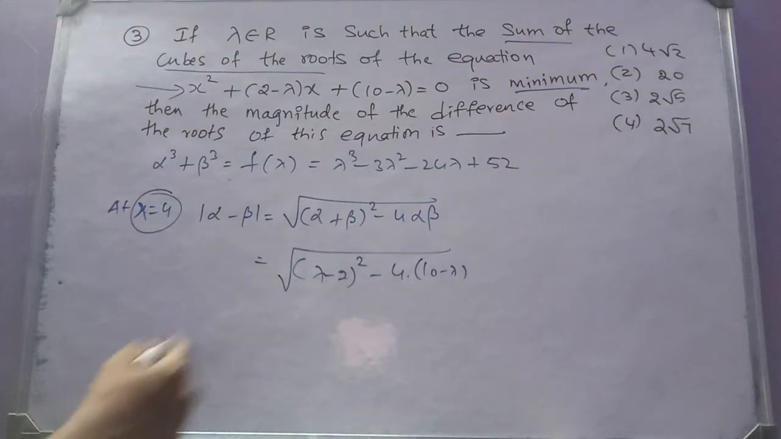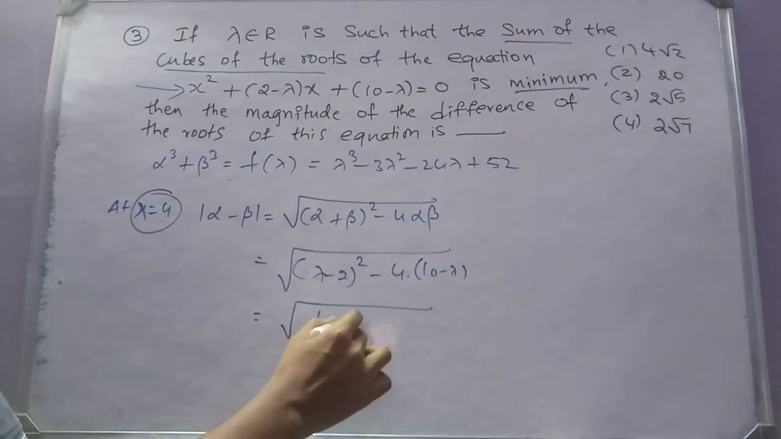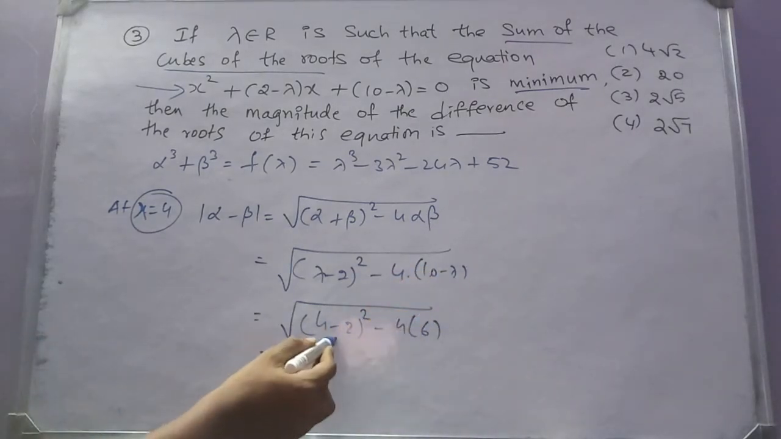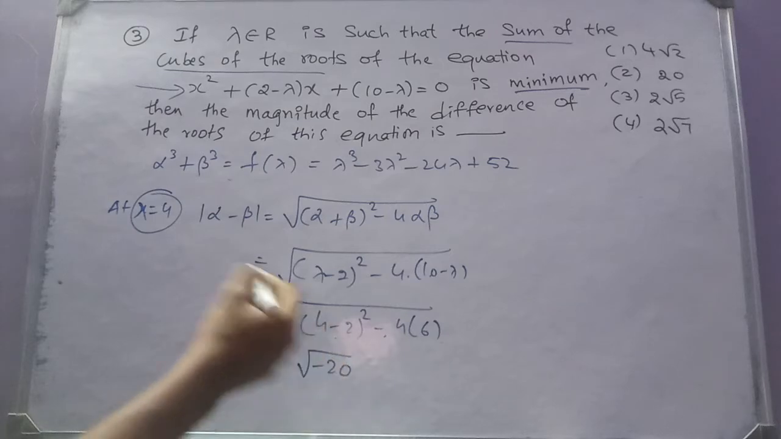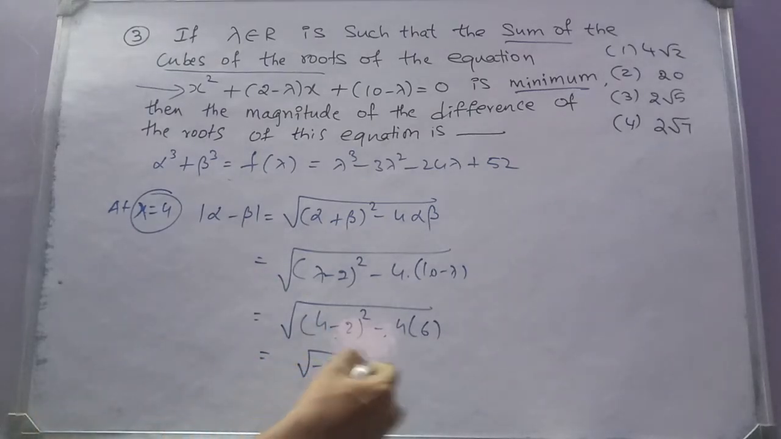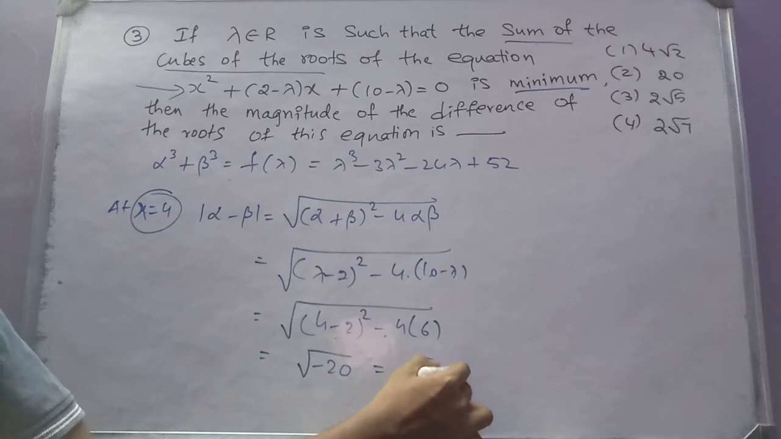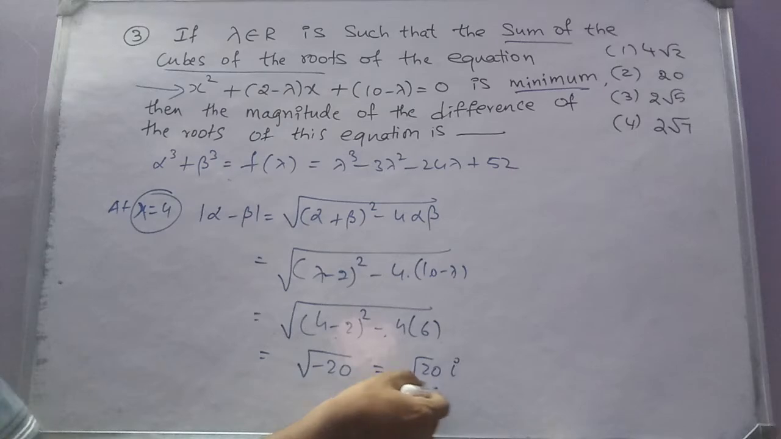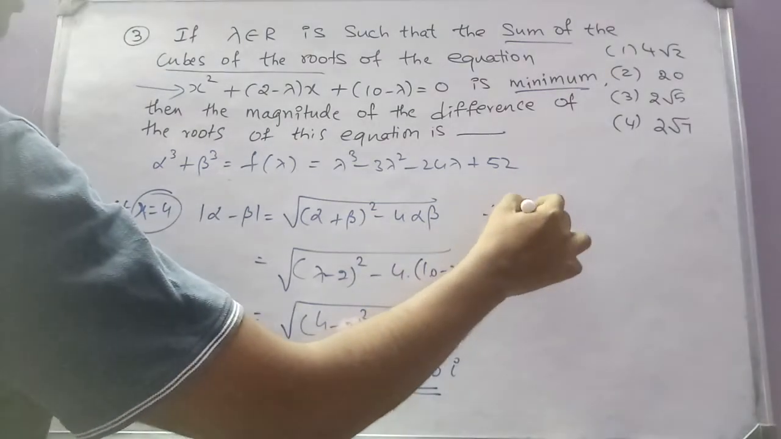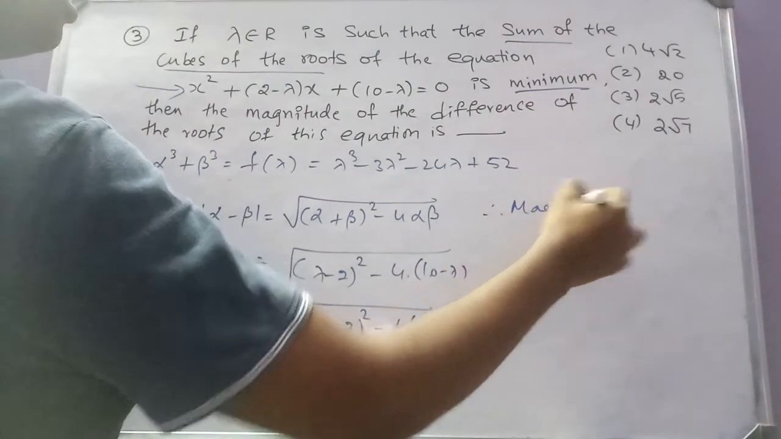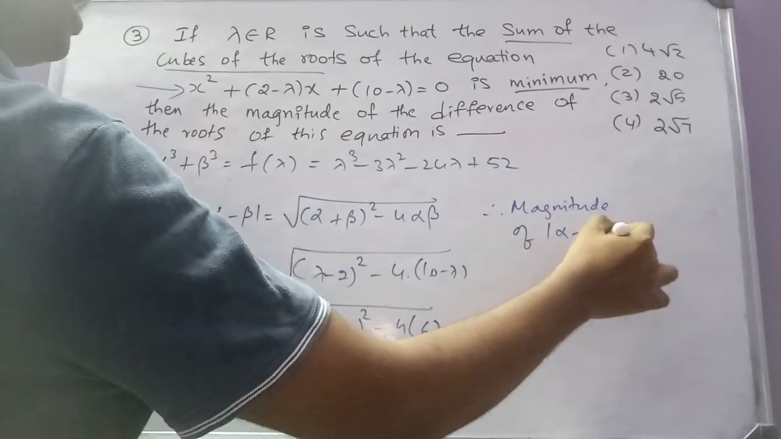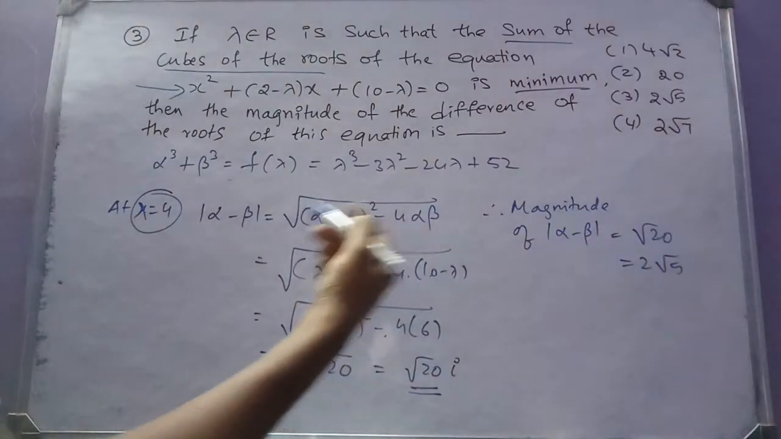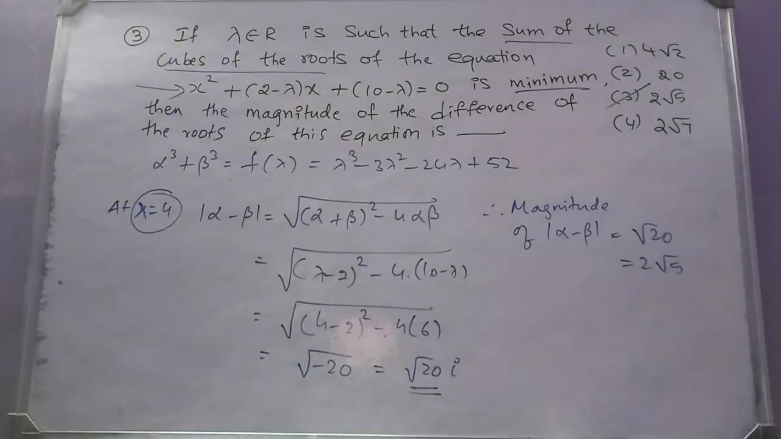So let us substitute lambda is equal to 4. So 4 minus 2 whole square minus 4 into 10 minus 4 is 6. This is 4 minus 24, root over minus 20. So root over minus 20 is nothing but what? Root 20 i. But they are asking us to find the magnitude of this. So the magnitude is clearly root 20. Therefore, the magnitude of mod alpha minus beta is root 20, which is nothing but 2 root 5. So if you take the prime factors of 20, you'll get this 2 root 5. The answer is option 3.